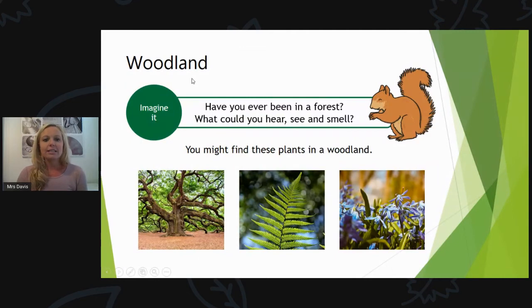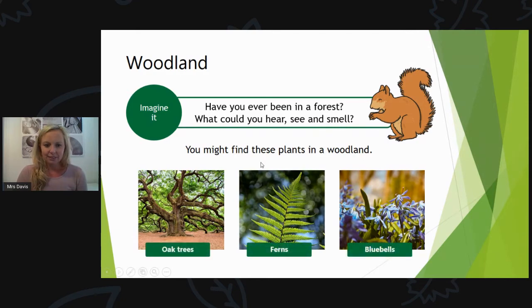We've got a woodland. Have you ever been in a forest? What could you hear, smell, and see? Do you remember? Again, you might want to close your eyes and have a think and imagine. You might find some of these plants in a woodland. We've got oak trees, we've got ferns, and we've got bluebells.